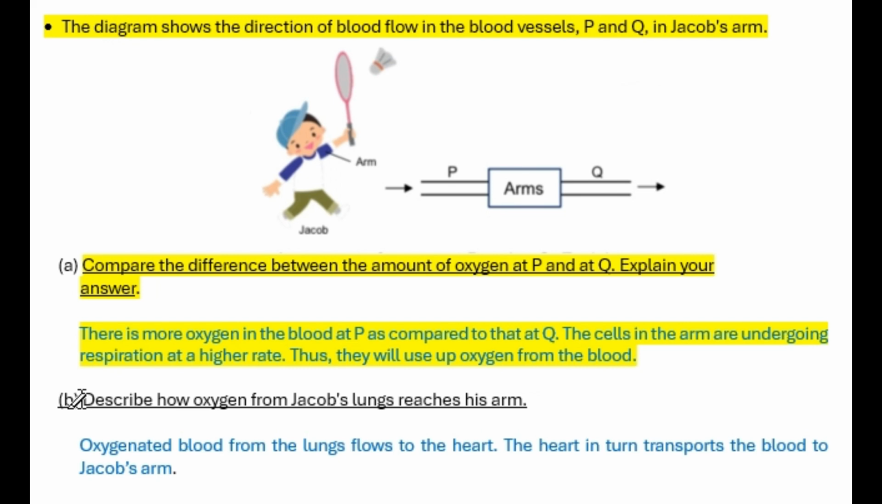B. Describe how oxygen from Jacob's lungs reaches his arm. Oxygenated blood from the lungs flows to the heart. The heart in turn transports the blood to Jacob's arm.